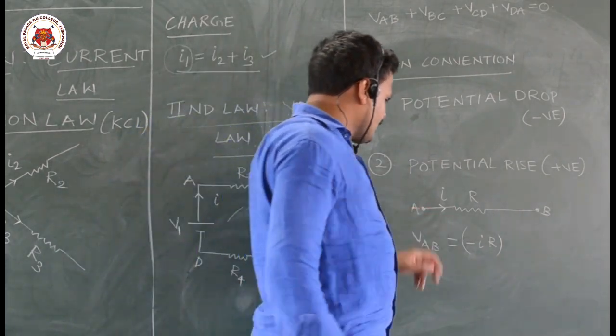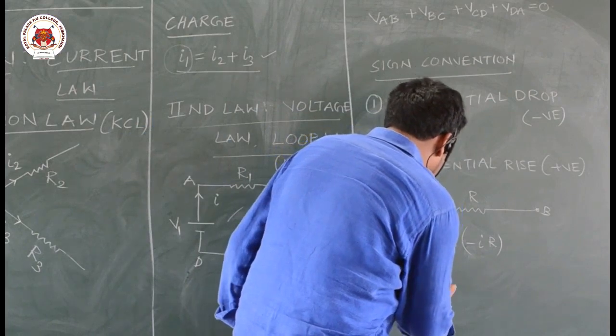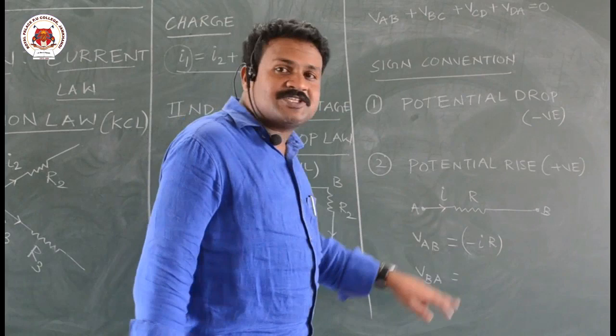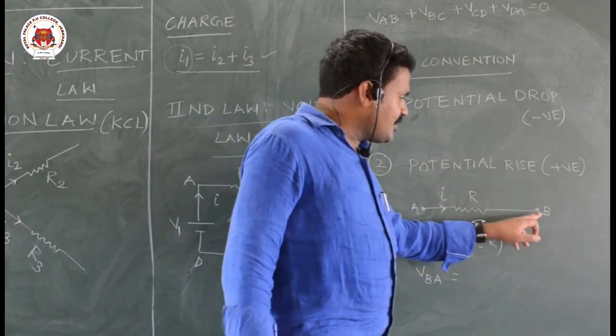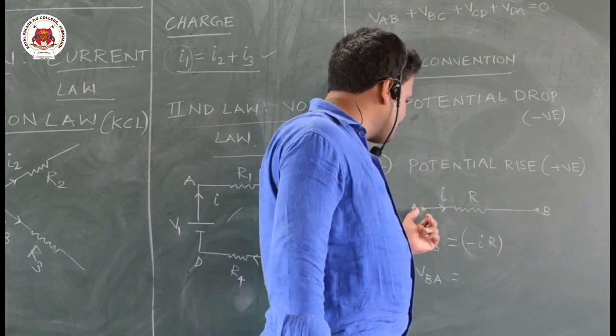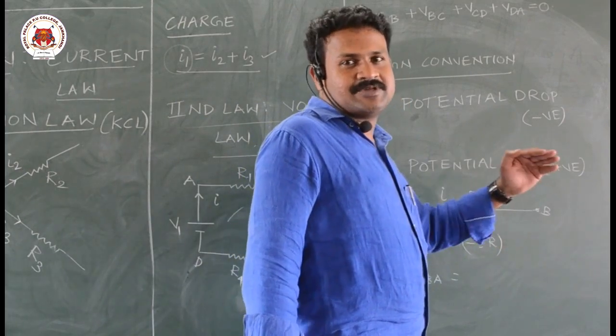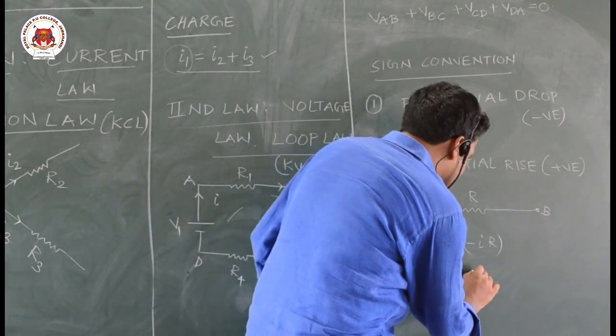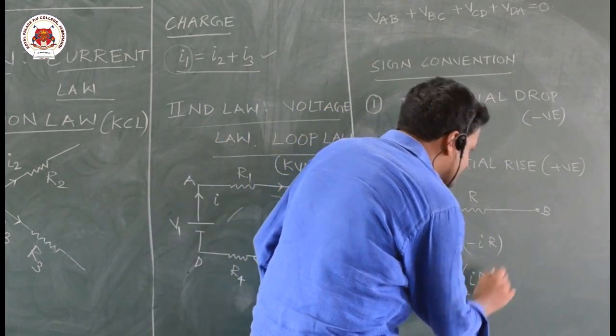Suppose I am moving from B to A, potential difference is positive here, because potential at B is less when compared to potential at A, where potential is rising. When potential is rising, you have to take this as plus, this is plus IR, this is the difference.